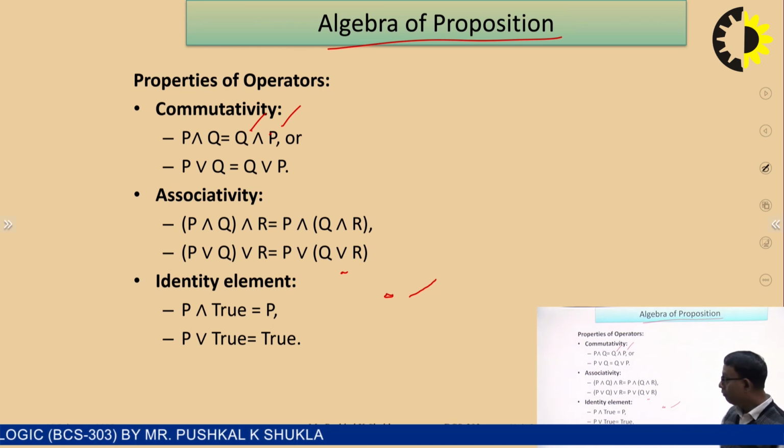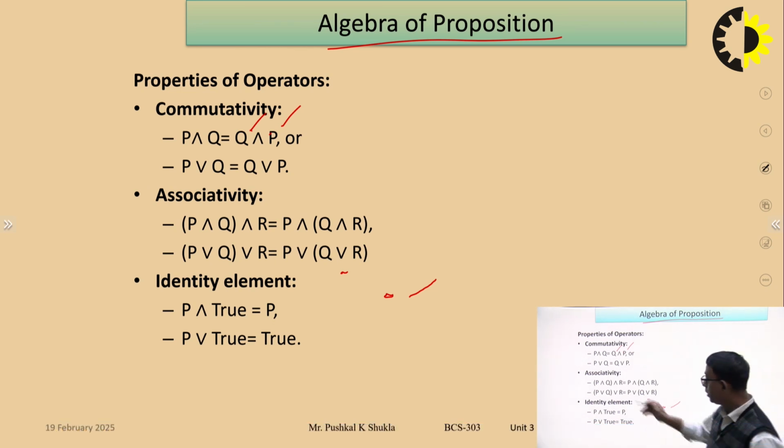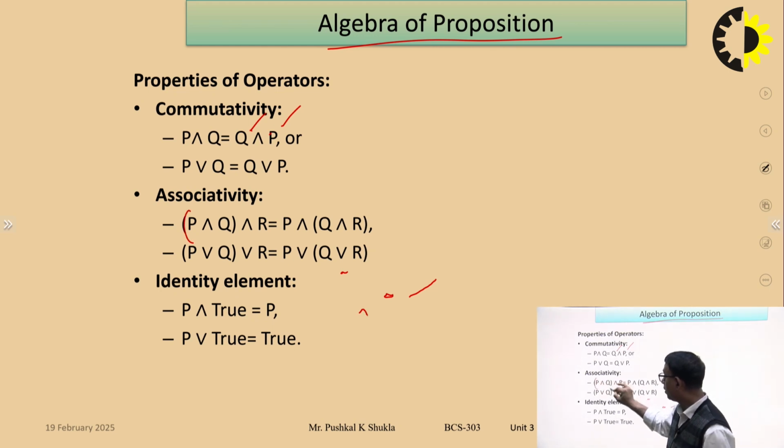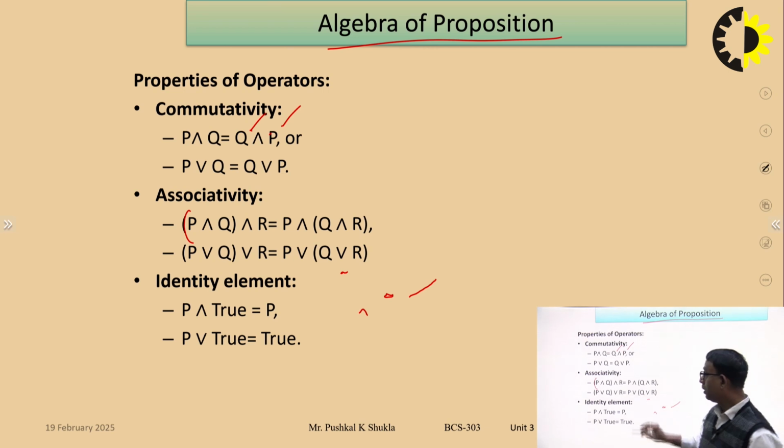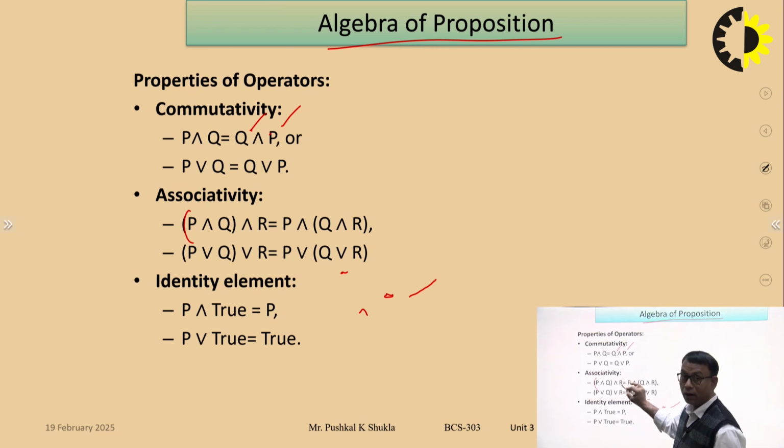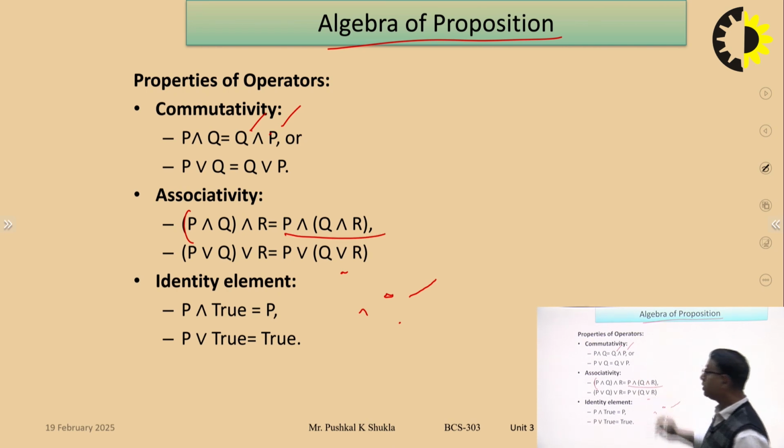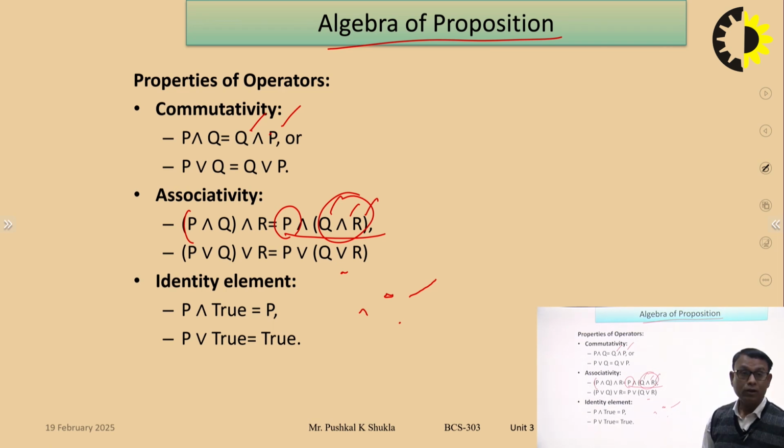Associativity. We take three propositions P, Q, R. First we perform P and Q, and then logical AND with R, which is similar to Q and R first, and then logical AND with P. So we get the same value, that is equal, meaning associativity holds true. It is again applicable with logical OR.